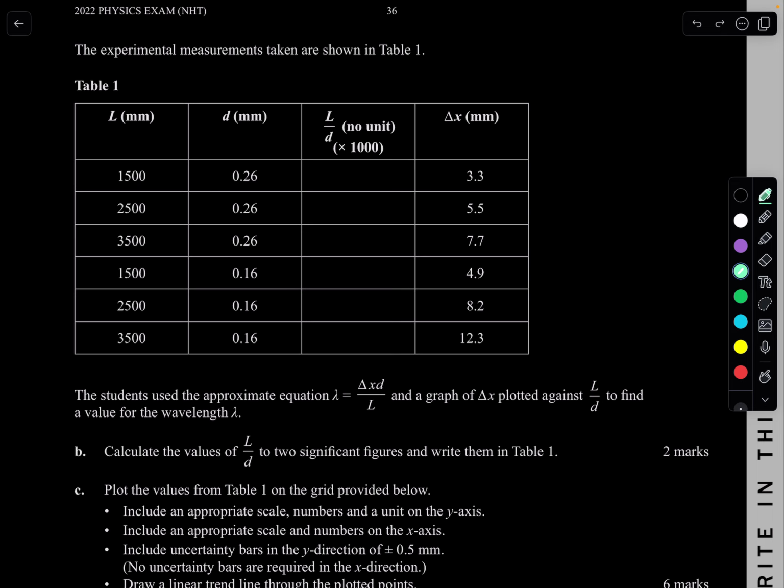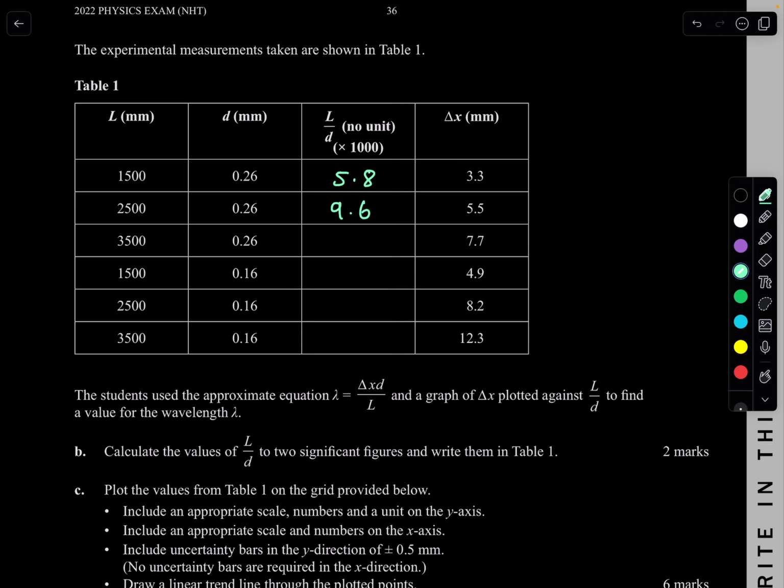What's 1,500 divided by 0.26? It gives me 5,769, but it's been times 1,000 already, so we want to make sure we divide by 1,000. That gives me two significant figures, 5.8. Be careful, because 5.8 times 1,000 is going to give me that value. Yep. So let's do the other part. 2,500, 0.26 divided by 1,000. That gives me 9.6.